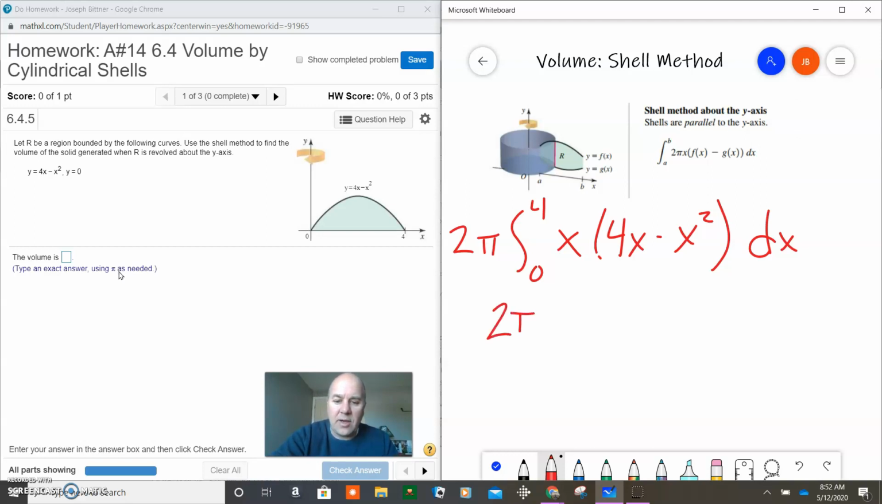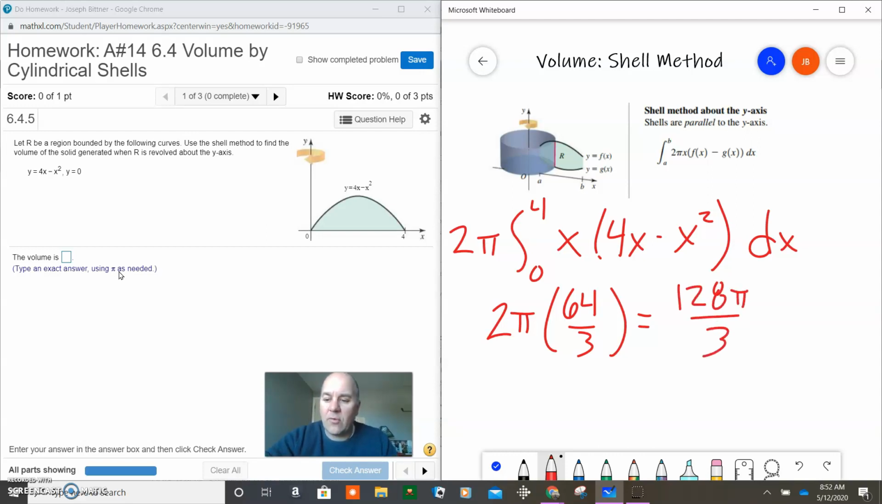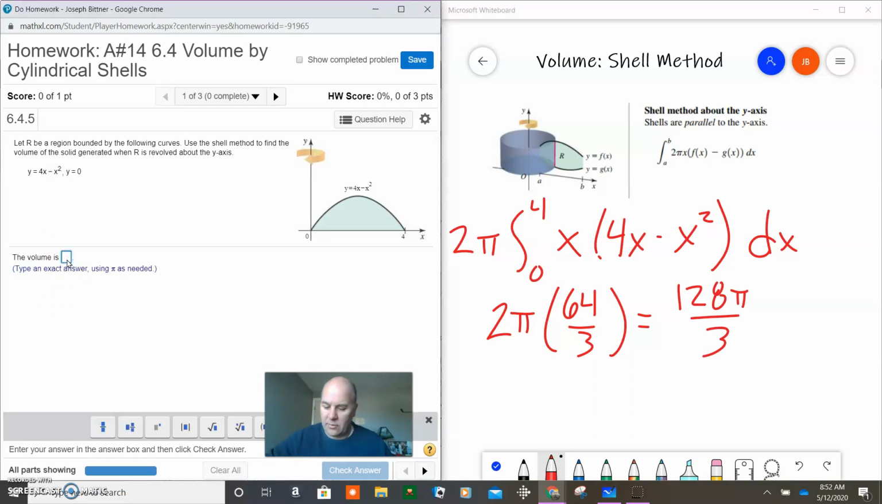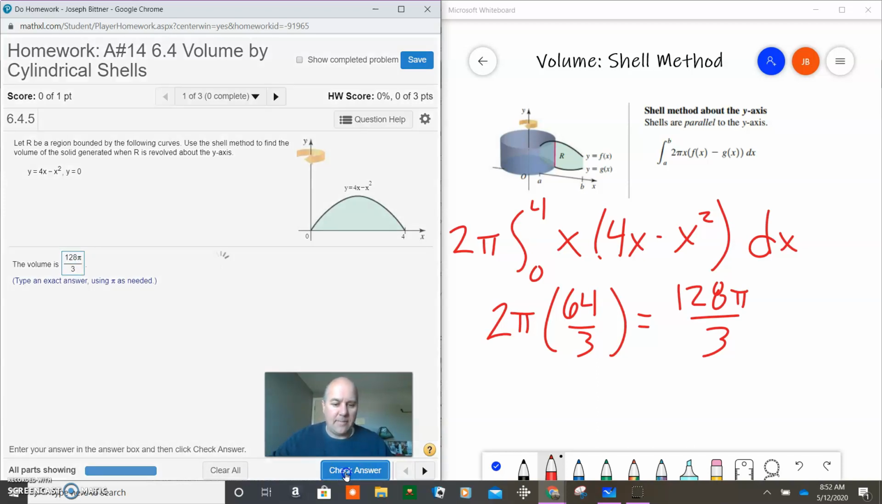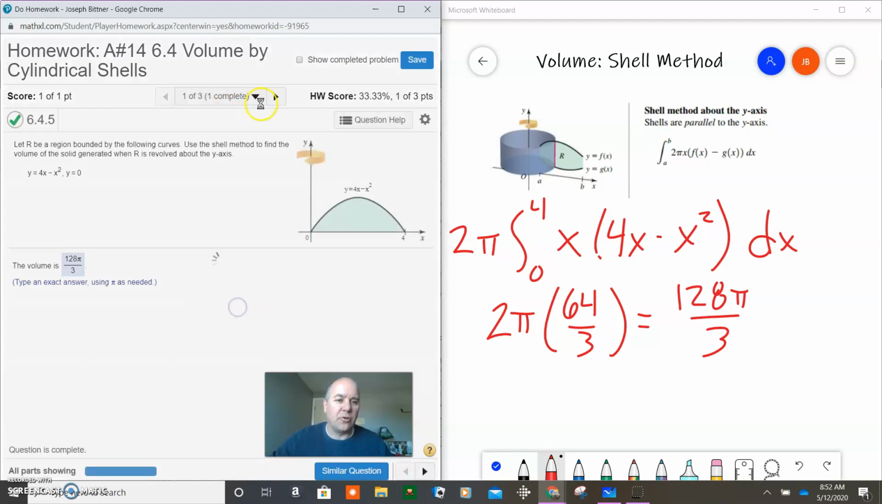Just don't forget the 2 pi. So this part I get 64 over 3. And if I take 2 times 64, what is that, 128? 64 times 2, yep, 128. So the final answer will just be 128 pi over 3. And that is exactly what they're looking for there. So 128 over 3, just don't forget the pi, and then check answer. And then there's your solution.